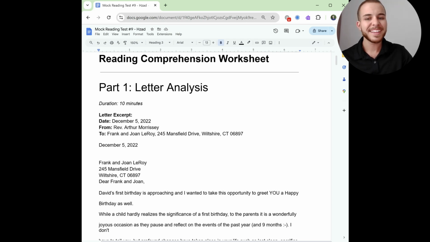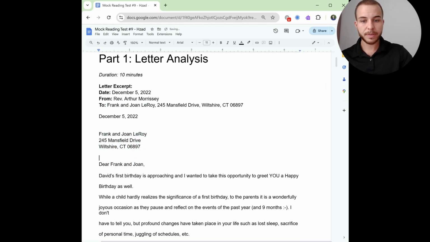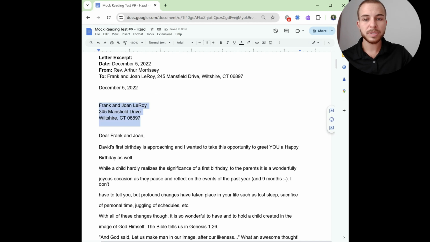So part 1, we have a letter. We know it's a letter. It was December 5th, 2022 from Rev. Arthur Morrissey. Rev means reverend. This is like a priest or someone who works in the church. He is sending the letter to Frank and Joanne Leroy. This is their address. And so we know it is a physical letter because we don't put addresses unless it's an actual written letter.